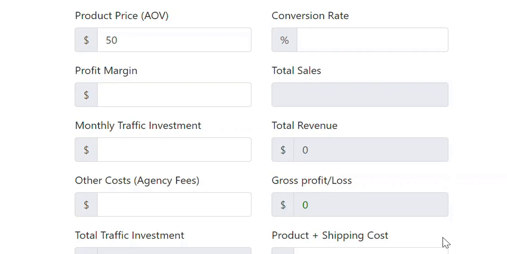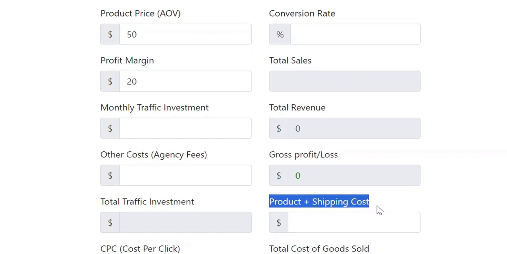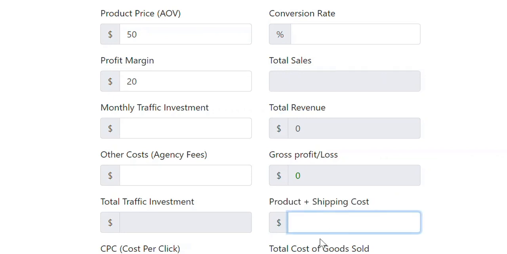So 30% is reasonable. So 30% of $50 is $15. Okay, so $15. But let's be generous with ABC Limited. Let's give them $20 that they make in terms of profit, which means they are spending $30 to buy the product from the supplier and probably ship the product to the customer. So they are spending $30 there. We just slap that in there.